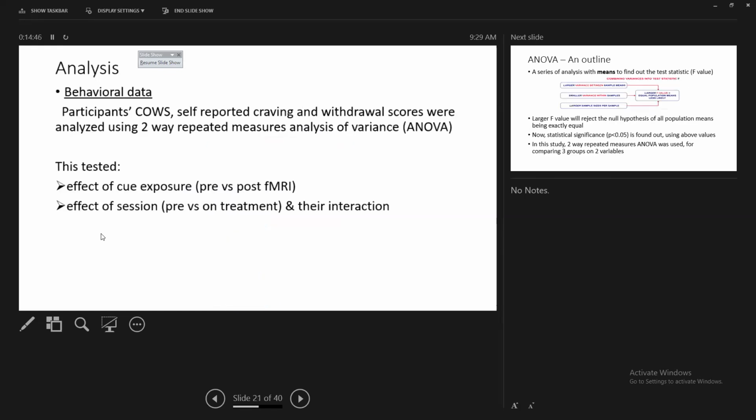Now, the behavioral data or the 3 scores that we would analyze were the COWS score, the self-reported craving, and the self-reported withdrawal. This was pre and post fMRI, right? And also pre and post treatment, right? So pre and post fMRI will be analyzed, and pre and post treatment will also be analyzed. What is the effect on these scores? These are written scores. Okay, this is still not correlated with the fMRI scores. fMRI scores are different. These are all written scores, right?